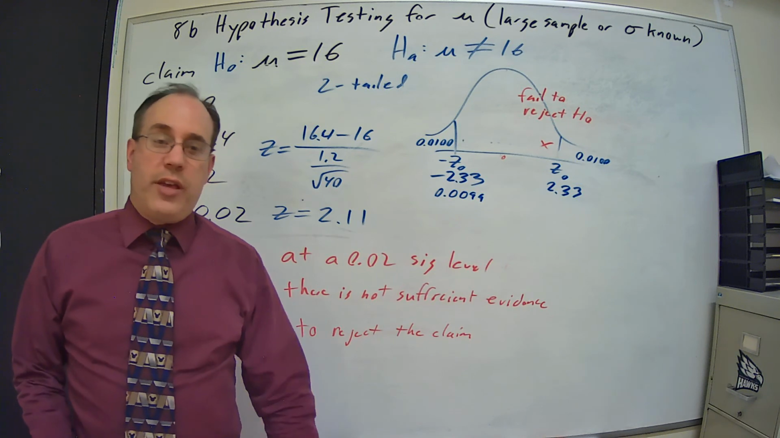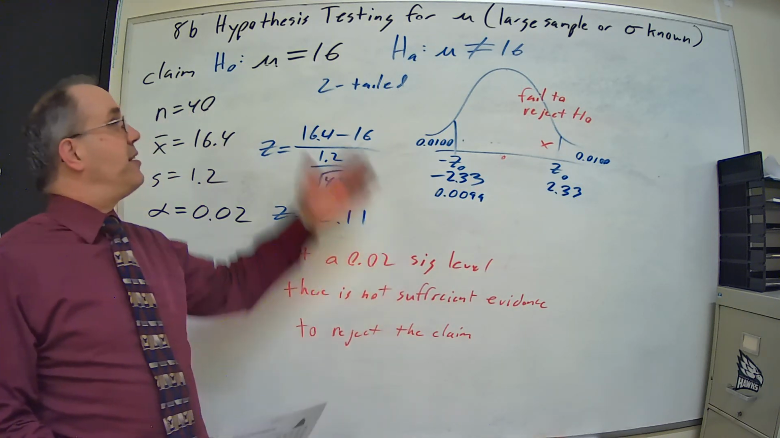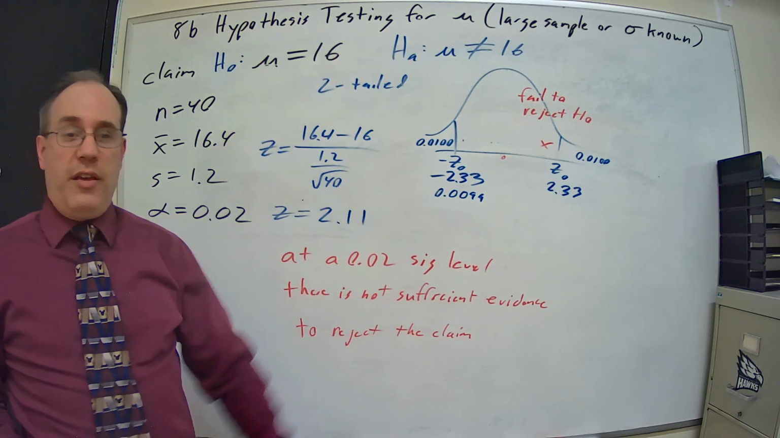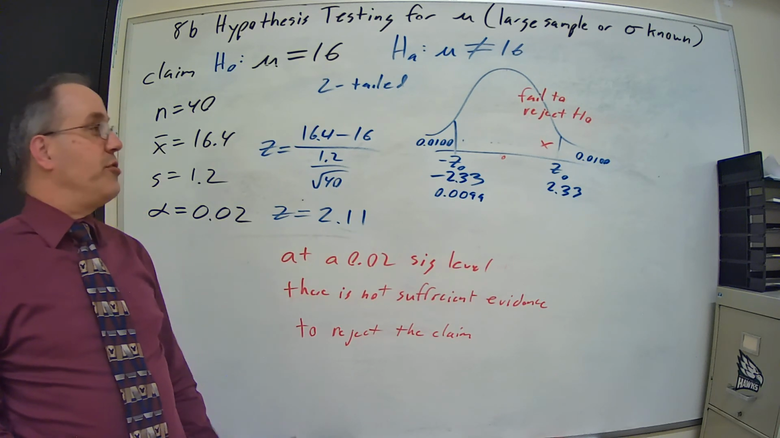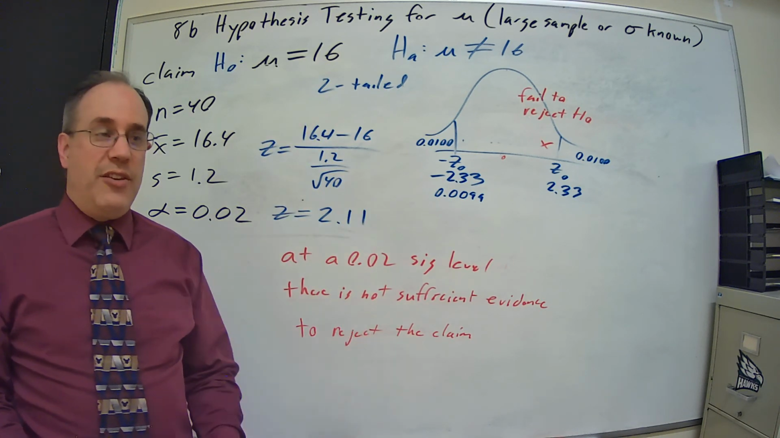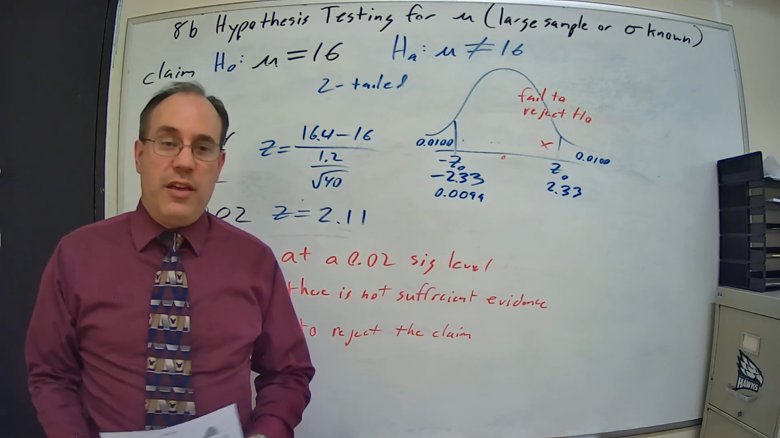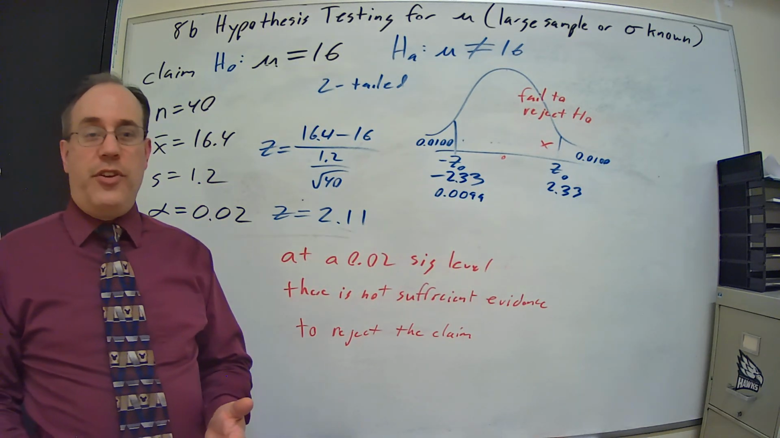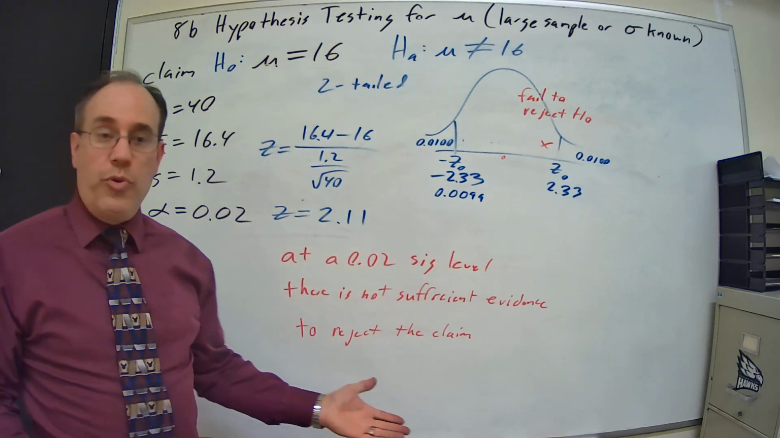And that's how we can test claims about the population mean using rejection regions. And you'll see for the rest of the hypothesis testing that we do, that we will use rejection regions.